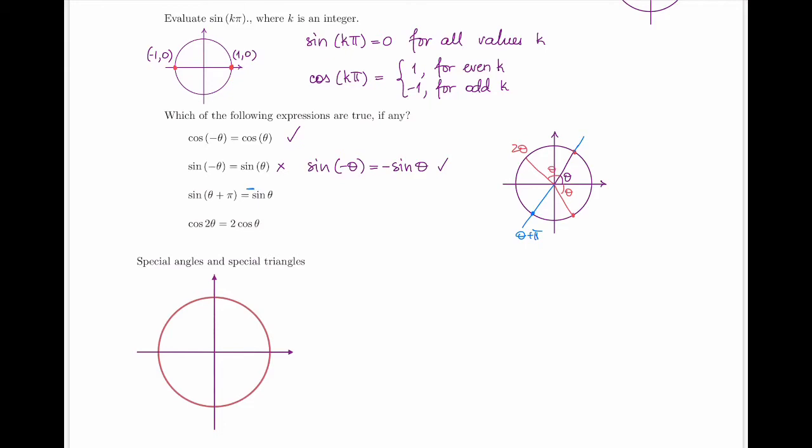And so we're looking at the 2 points that correspond to the angle theta and the angle 2 theta. We're asked about the value for the cosine, which means that we're looking at the x-coordinates of these 2 points. Do these 2 points have the same x-coordinates?